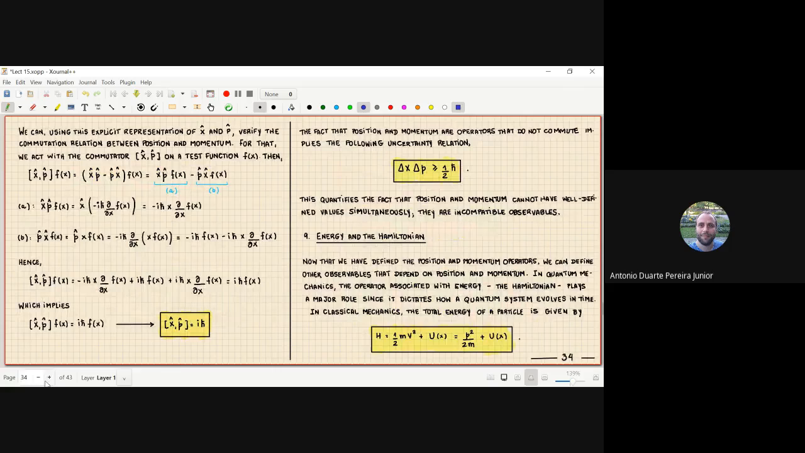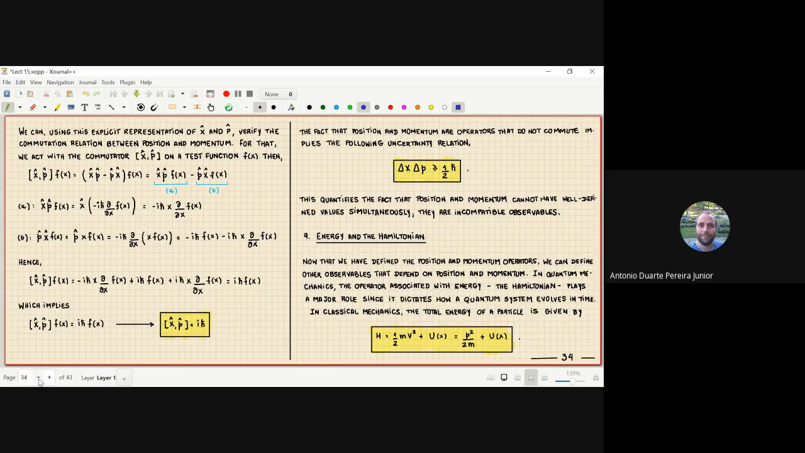But of course, this is not the most natural thing, so I totally understand if you find that weird. But now I'm telling you that the position and the momentum operators in position space act as a multiplication by a number and the other one as the derivative of the function.